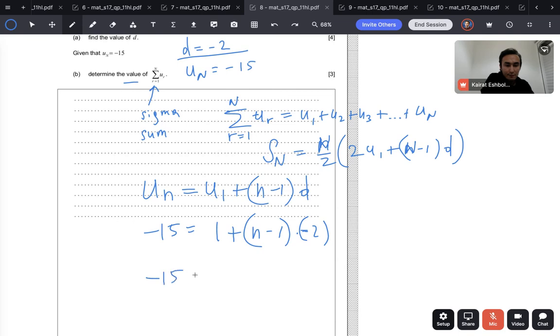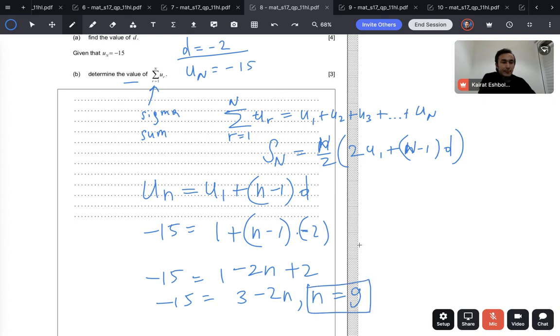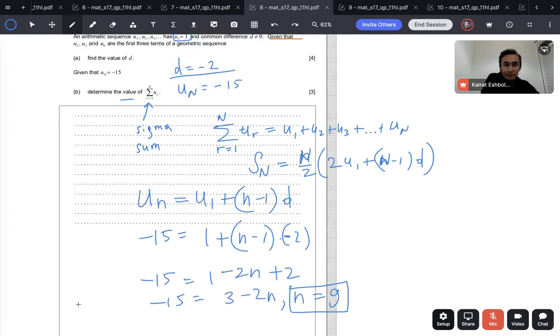Negative 15 is equal to 1 minus 2n. Minus 1 times minus 2 is plus 2, and so negative 15 is equal to 3 minus 2n, and from here we find that n is equal to 9. So that means we just need to find the sum of the first 9 terms, because n is equal to 9. Using this formula, we need to find S9.